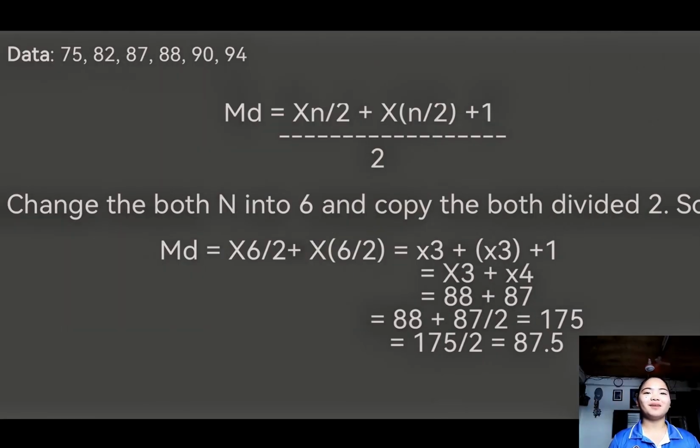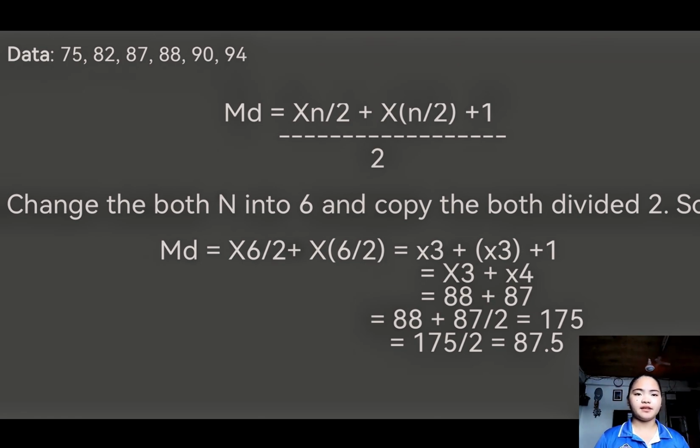So the example of even: we have here the data 75, 82, 87, 88, 90, and 94. To find the n, we have x1 is 75, x2 is 82, x3 is 87, x4 is 88, x5 is 90, and x6 is 94. So 94 is our x6, which is our n.